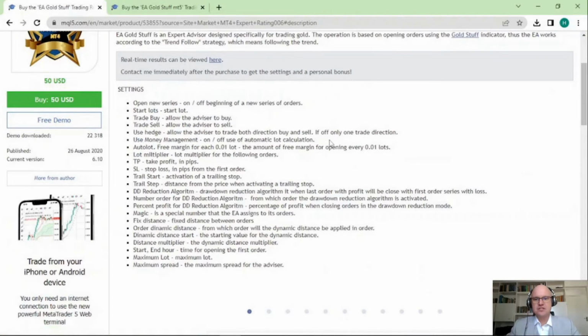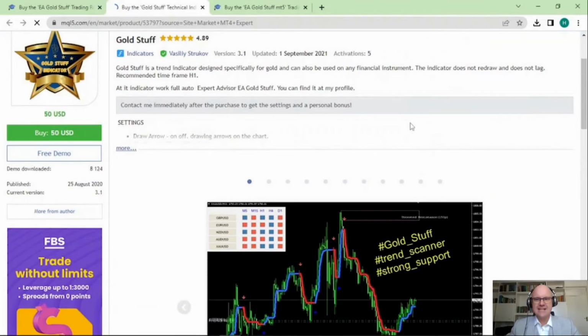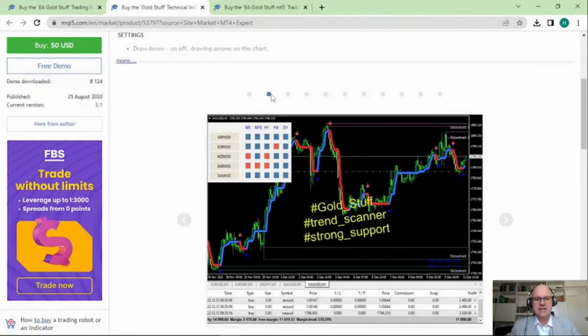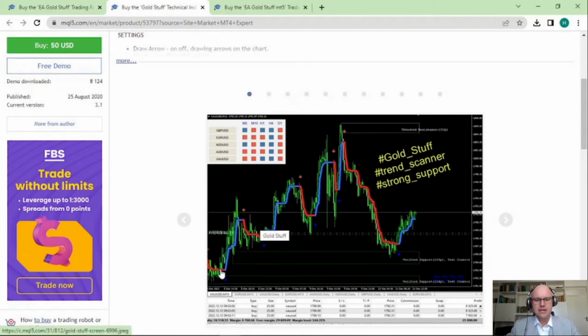So when we take a look, you'll see that it has a lot of comments and that it has been specifically designed for trading gold. In the description, it says that the operation is based on opening orders running the gold stuff indicator. Now, the gold stuff indicator looks like a super trend indicator that tries to determine the overall trend in the market, meaning when the super trend is blue, the indicator will show buys for the expert advisor, and when it's red, it will show sells.